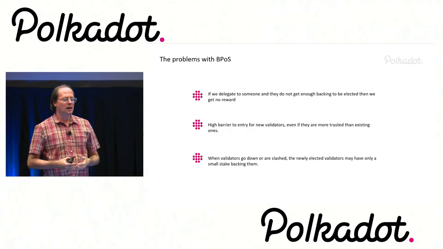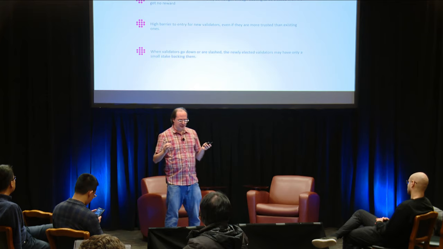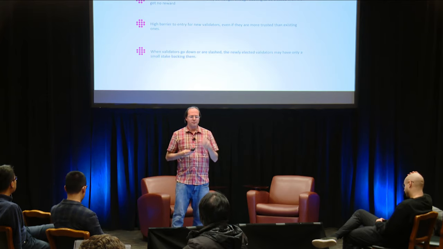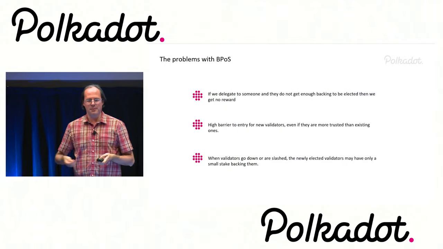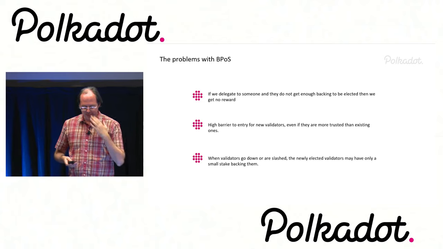Now, the problems are, so one of the problems is that because I'm backing one person, I now have a risk that if they don't get in, I don't get anything. And only the top 100 guys are going to get in. And this is bad if I want my validators to be backed equally, because I'm taking a risk going with the 100th biggest guy, if he's pretty close to the 101st, right? Much better to go for someone safer and get a slightly worse reward.